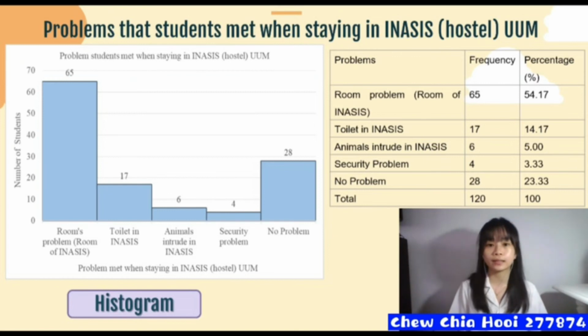From this histogram, we can clearly see that the mode of the problem is room of industries problem. There are 65 students facing the room of industries problem, which represents 54.17%. The second highest and the third highest problems are toilet in industries and animal intrude in industries, which are 17 students and 6 students respectively, representing 14.17% and 5% respectively. The lowest problem that students meet when staying in industries UUM is security problem, which is only 4 students and it represents 3.33%. However, still 28 students are satisfied with the UUM industries.